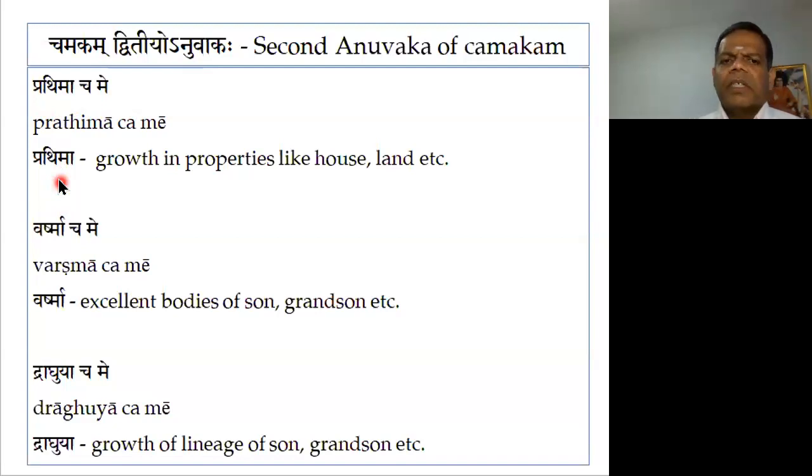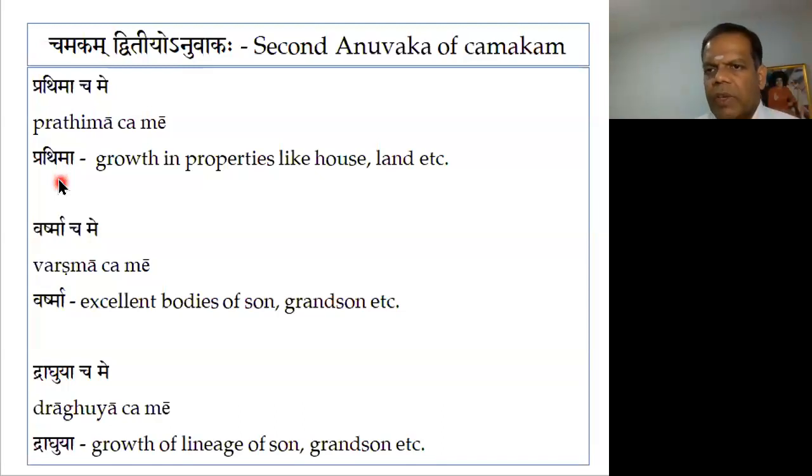I was doing some research. Basically, all sorts of accumulation, because of wealth, properties, which we may acquire, let that also be beneficial. Let that be favorable. Prathima chame kalpata. How do we make it beneficial? Only by offering it to the Lord.